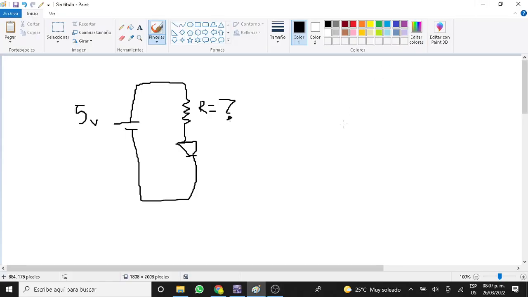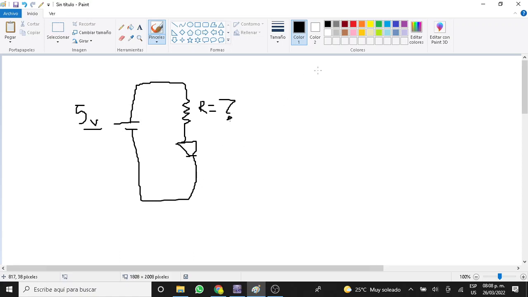Hi, how are you? In this video, we are going to see how to calculate the value of this resistor, the resistor for this LED. For this, we need to know the voltage of the source. In this case, it is 5 volts. And also, we have to know the forward current and the forward voltage for this LED.